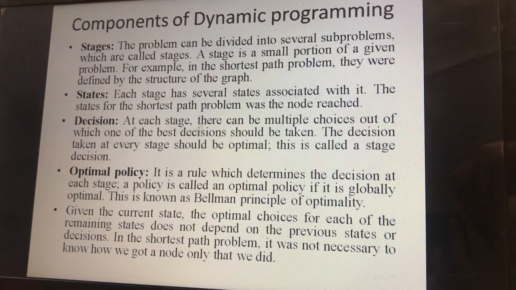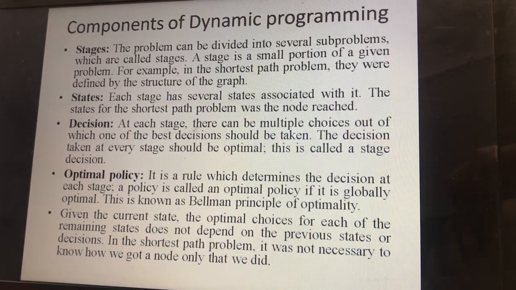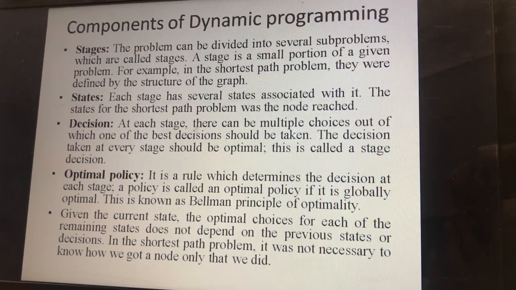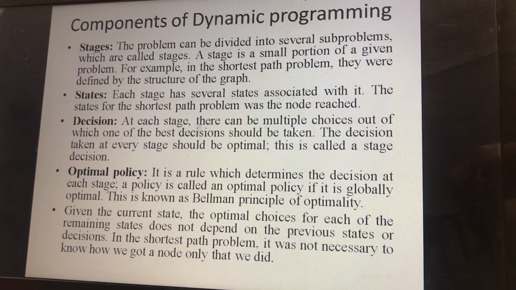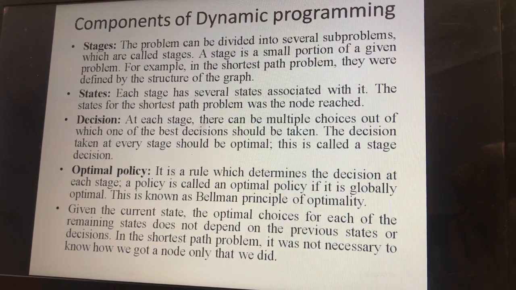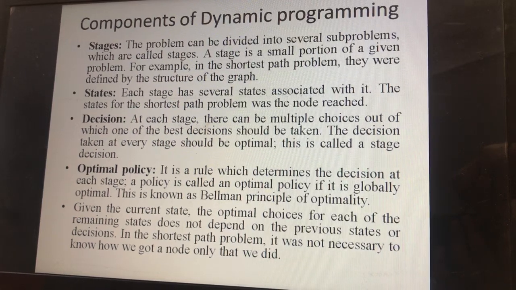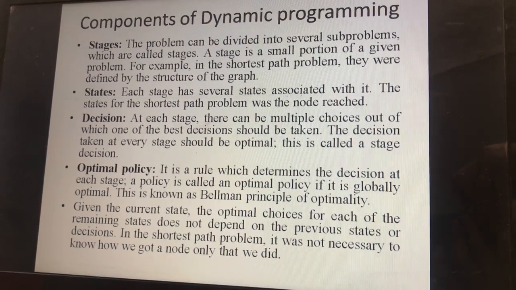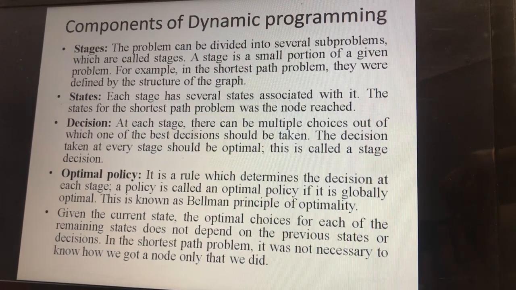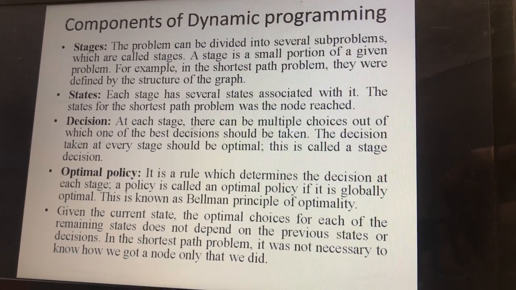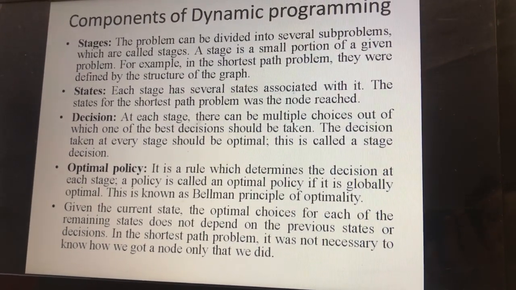Next we are going to discuss the components of dynamic programming. We have different components: states, decision, and optimal policy. The states tell us that the problem can be divided into several subproblems, which are called states. A state is a small portion of a given problem. For example, in a shortest path problem, the stages are defined by the structure of the graph, and each stage has several states associated with it. The state for a shortest path problem is the node reached.